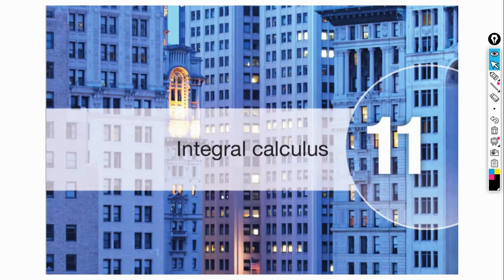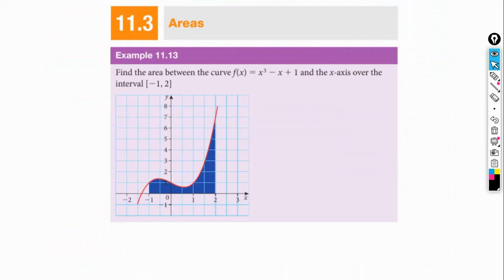Hello everybody. So in this video we're going to continue with chapter 11, Integral Calculus, and section 11.3, Areas. Okay, so we're going to start with example 11.13, which says find the area between the curve f of x equals x cubed minus x plus 1 and the x-axis over the interval -1, 2.